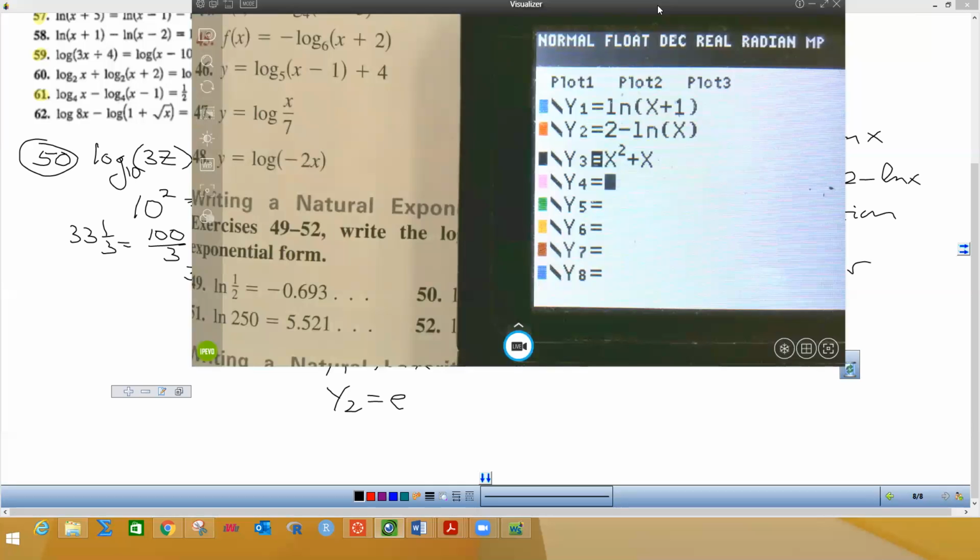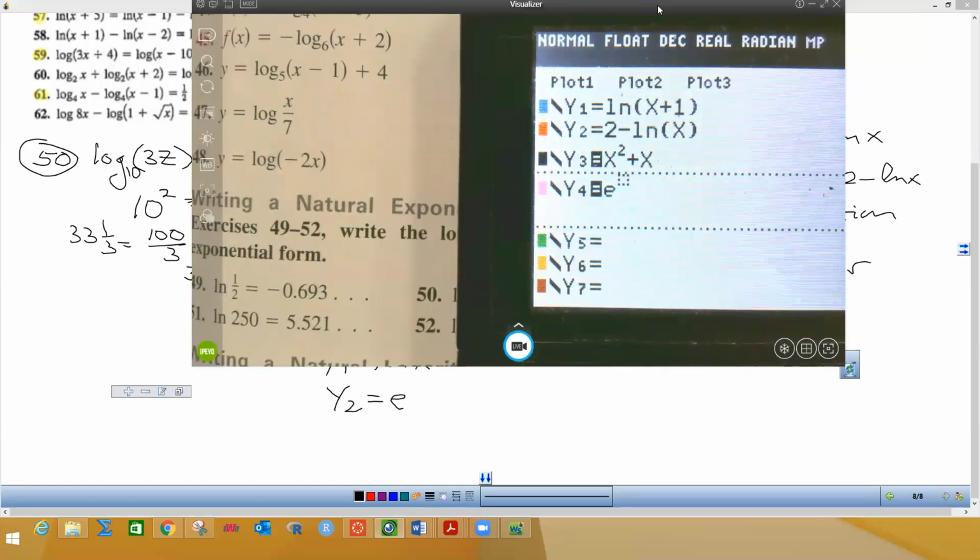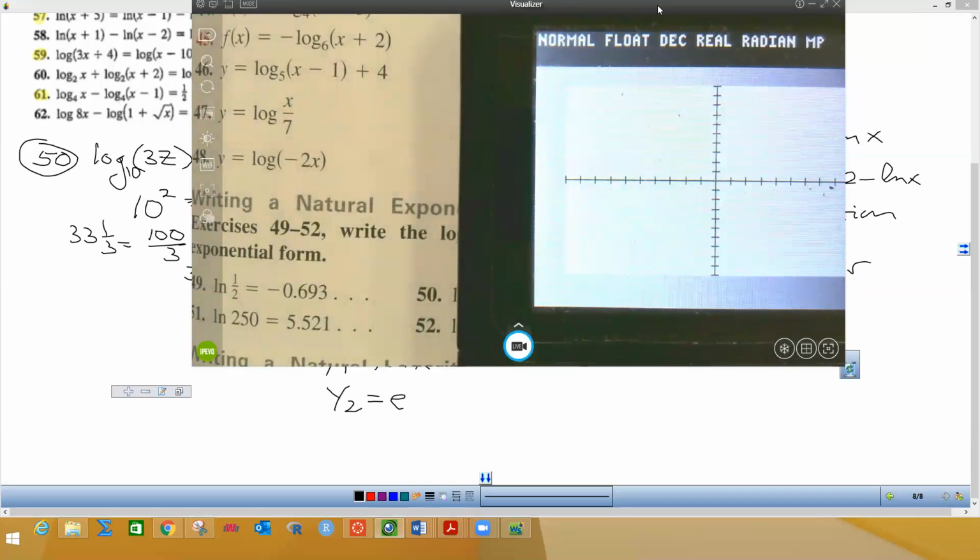And then we have e to the first power. So you hit second natural log and type 1 in for the exponent. And then I'm going to graph those. So the x squared one's going to be that parabola, and here comes the other one. So there's going to be 2 answers where those are the right answers.